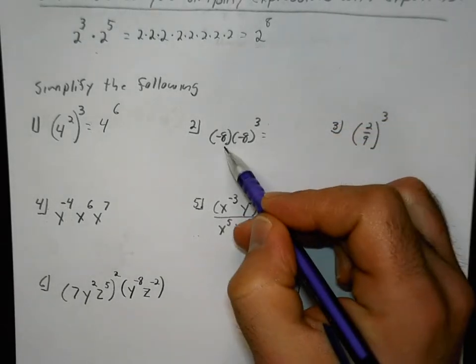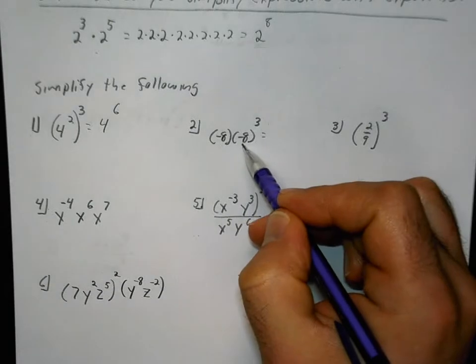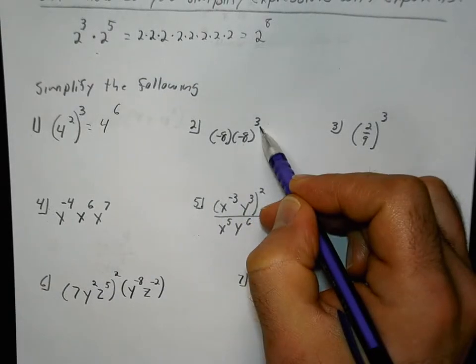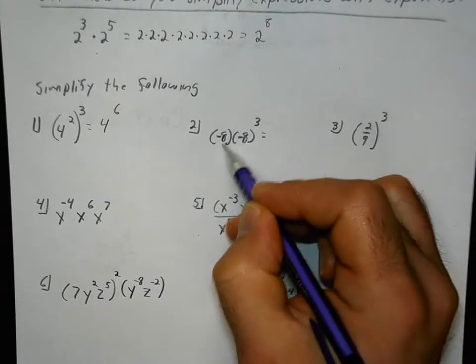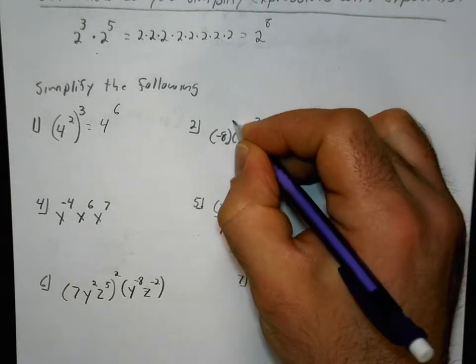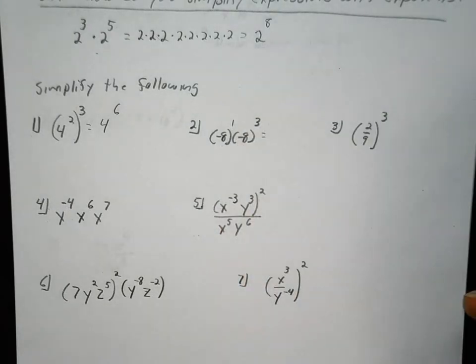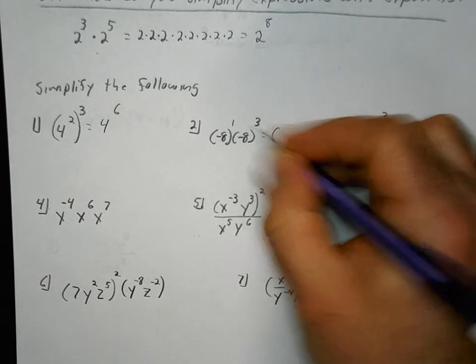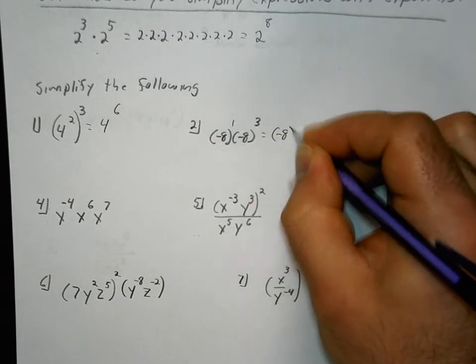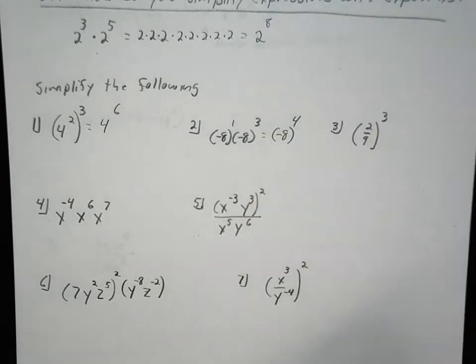Number 2, negative 8 times negative 8 cubed. This is a product of powers. What's the power on this first one? The power is actually 1. Okay, so what we can do then is just add the exponents and get negative 8 to the 4th power. Again, if we have a calculator, we could calculate that out.